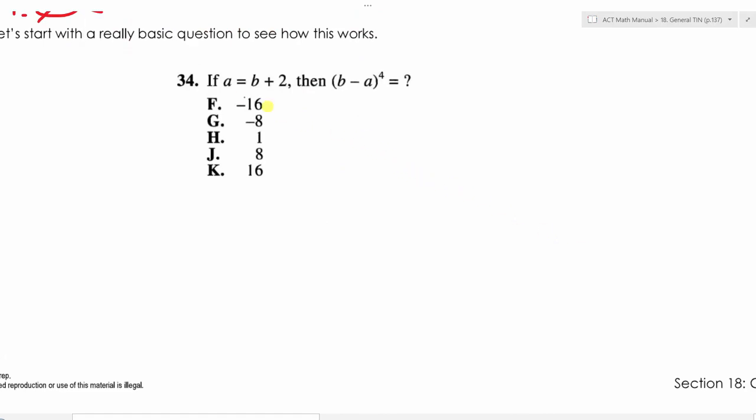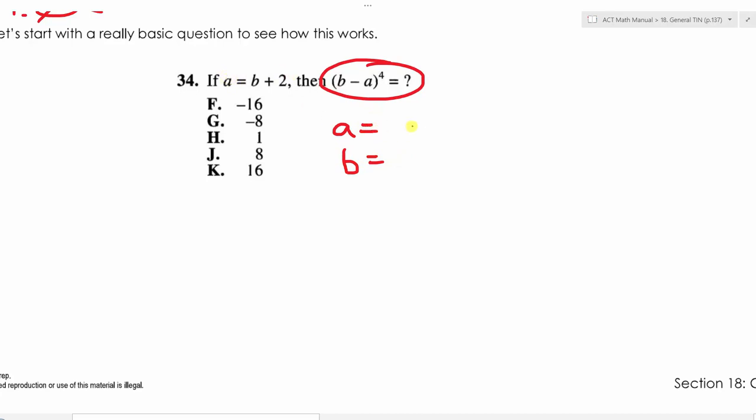Now, this question says if a equals b plus 2, then (b minus a) to the fourth equals. So they're asking for this, so we're going to circle that. We are going to do the steps that we just wrote above. We're going to first list our variables. We're going to then throw in numbers.